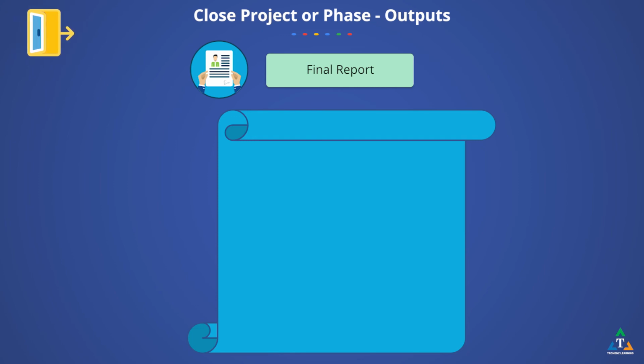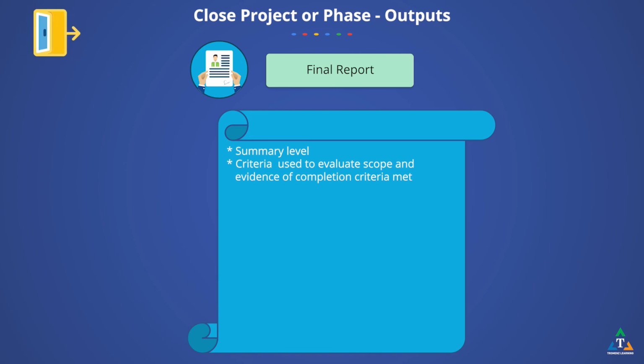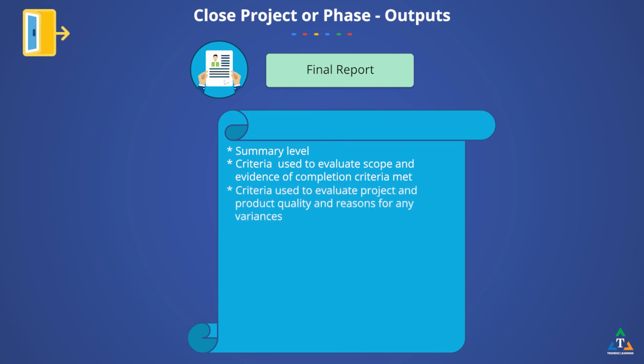The final report can include information such as a summary level description of the project or phase, scope objectives, the criteria used to evaluate the scope and evidence that the completion criteria were met, quality objectives, the criteria used to evaluate the project and product quality, the verification and actual milestone delivery dates and reasons for variances, cost objectives, including the acceptable cost range, actual cost, and reasons for any variances.